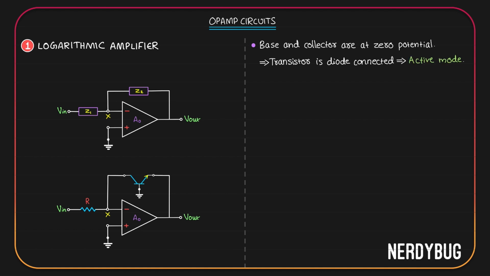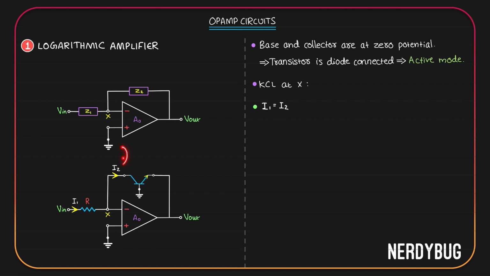Now, let us take the current flowing through the resistor R to be I1 and the collector current of the transistor I2. If we apply Kirchhoff's current law at the node X, obviously I1 will be equal to I2 because no current can flow into the input terminal. What is I1? I1 is the current through R. R has a potential V in here and 0 here. So I1 will be V in minus 0 divided by R or V in by R.